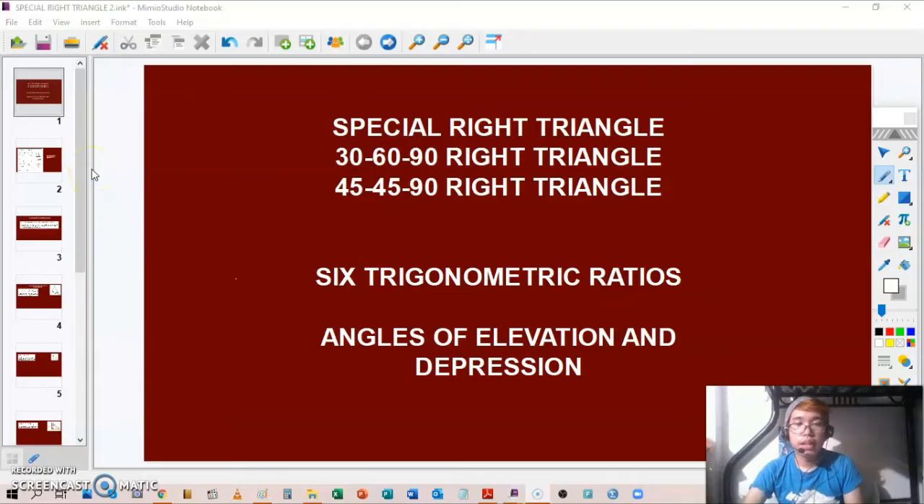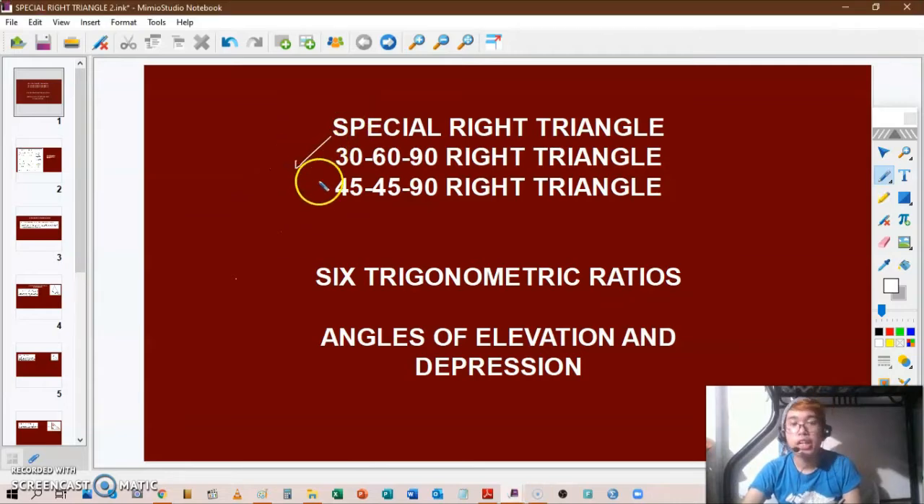Okay, so good day guys. Part 2 of our discussion about special right triangles. So we've already finished discussing the 30, 60, 90 right triangle, and we've also finished discussing the 45, 45, 90. So let's go to our next lesson, the 6 trigonometric ratios.